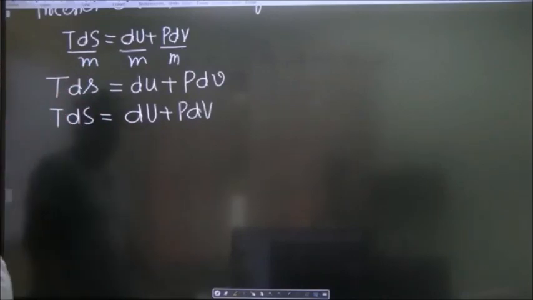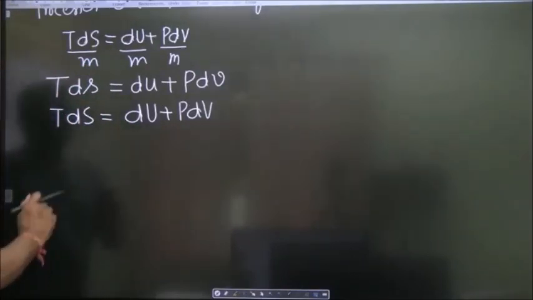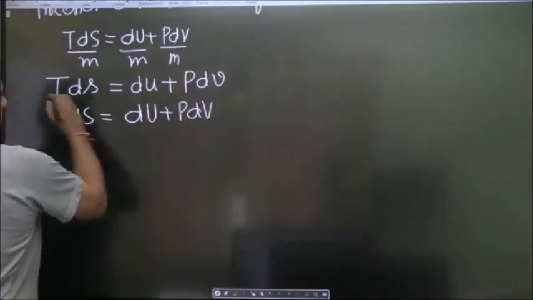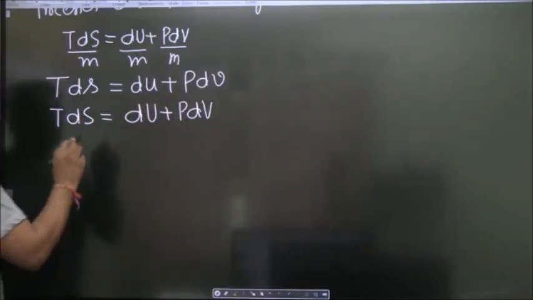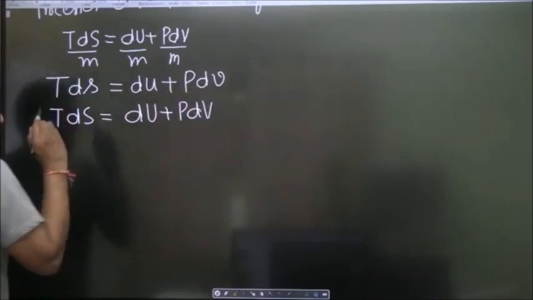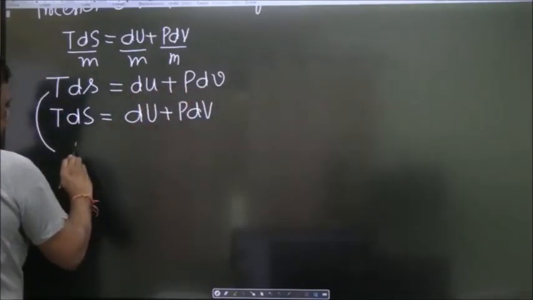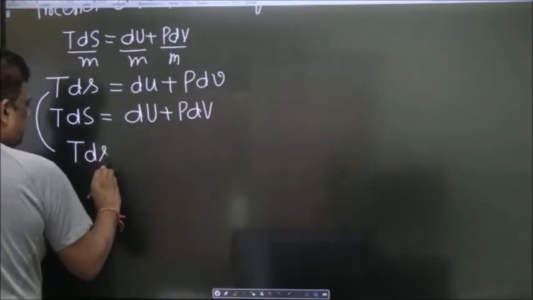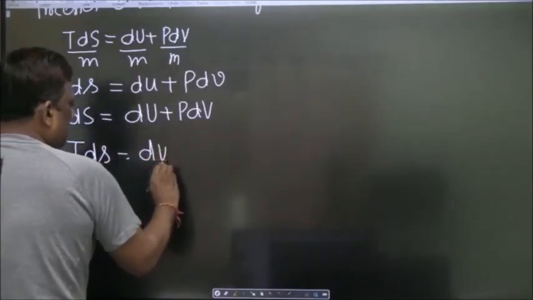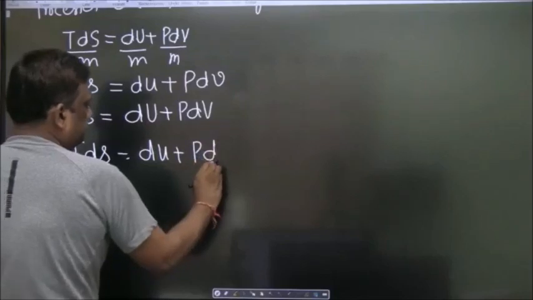Consistent units. Very good. Now, please observe clearly. You can take either this or this, no problem at all. Let's take TdS is equal to du plus PdV.